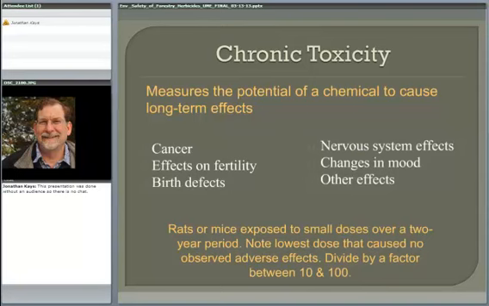And they may have other safety factors they add in as well. And that's going to be your chronic toxicity: the allowable maximum lifetime dose for human exposure. Okay, so basically that's how it's determined.